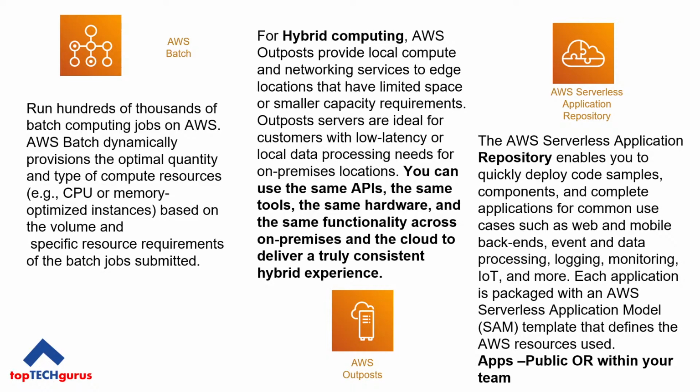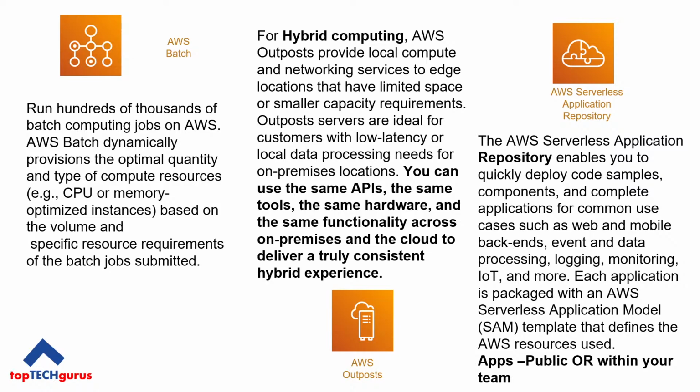Again, if you understand these keywords like hybrid computing, using the same APIs, and having a truly consistent hybrid experience, those are what would trigger you to choose Outposts or not choose Outposts. Typically it will be like, what tool would you use for this? And there'll be 4 choices. You can eliminate based on what you read, and if you don't see the words hybrid computing, you can eliminate the AWS Outposts option, or if you see hybrid computing, that might probably be the answer. So you'll have to read more to understand.